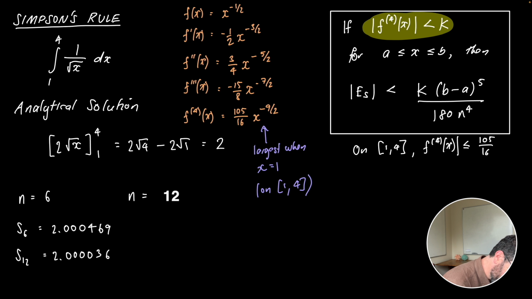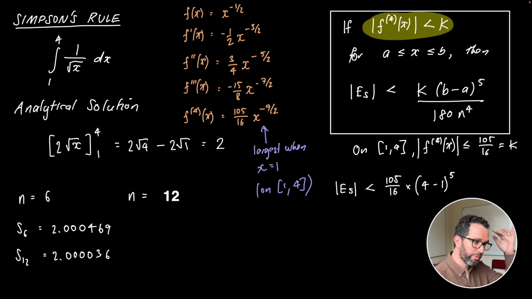In fact, the absolute value of that. So that's going to be our k, which means that our Simpson's rule error should be smaller than k, which is going to be 105 over 16, times b minus a, so that's going to be 4 minus 1, which is 3, to the power of 5.